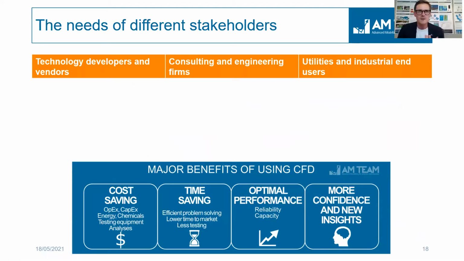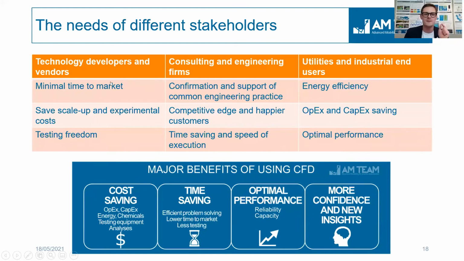Of course, I was talking about the needs, but you have these different stakeholders, these 3 groups: technology developers and vendors, consulting and engineering firms, and then end users. The 4 big categories why you would be using CFD are cost saving, time saving, you want the optimal process performance, and you want to have more confidence and new insights. These 4 categories are always at play in projects. But specifically, these groups also have some subtle differences. For example, if you are working on the development of a new technology, the time to market is more important for you, or also to save scale up and experimental costs, or to be able to test more designs.